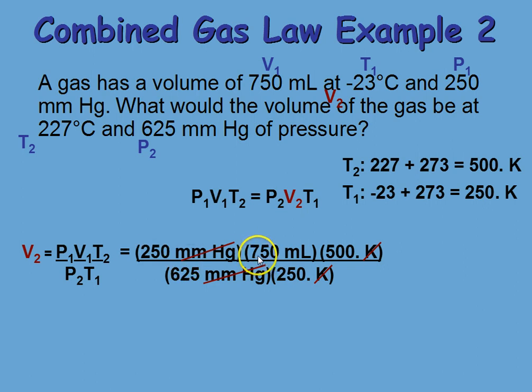My first volume had 2 sig figs. My temperatures both had 3. And my second pressure had 3, but I'm limited by the 2 measurements that had 2 sig figs. So when I round off my answer, I have 600 milliliters, which I can write by putting a line over that first 0 so that just the 6 and the first 0 are significant, or by putting it in scientific notation.